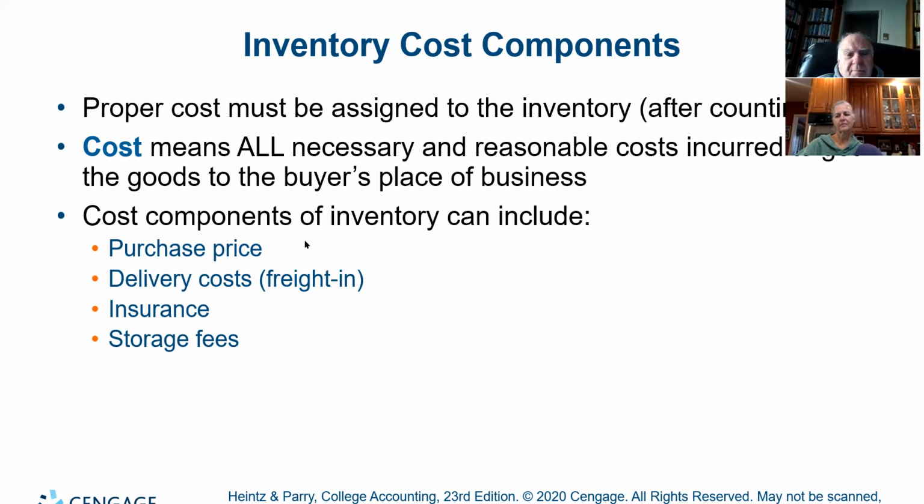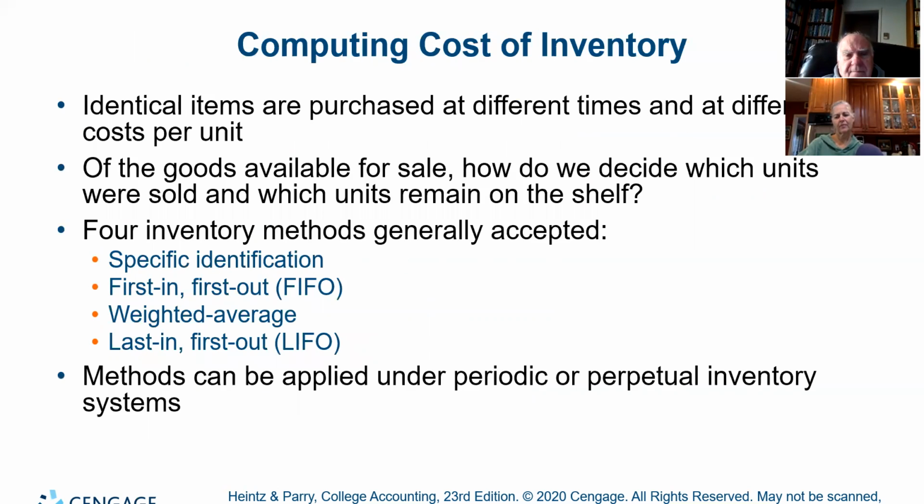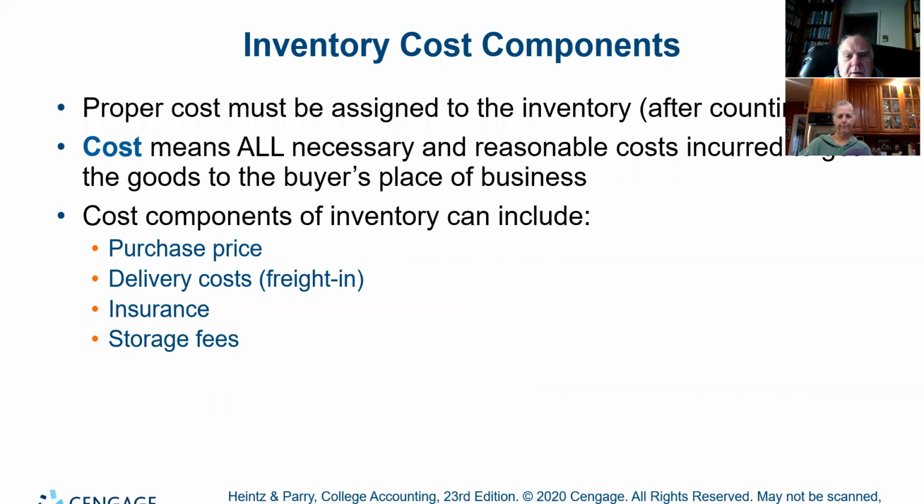Inventory cost components: proper cost must be assigned to the inventory. Cost means all necessary and reasonable costs incurred to get the goods to the buyer's place of business. The cost components of inventory can include, of course, the purchase price. We're going to add freight into it. Maybe we had to have insurance to bring it across the country, maybe some kind of delicate stuff, and we had an insurance policy just to cover the trucking. That would be part of the purchase price, and any storage fees.